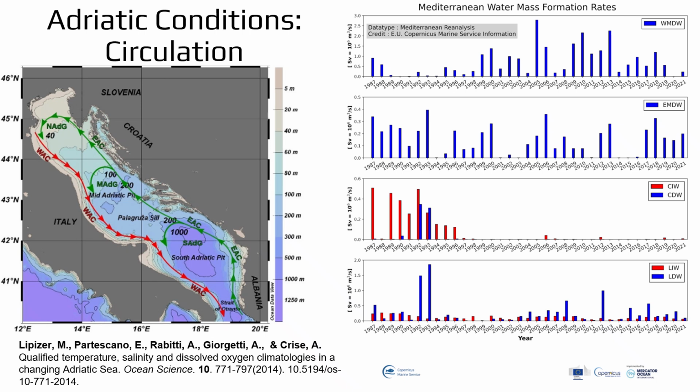When a lot of deep, dense water is formed, it sometimes exits from the Strait of Otranto, forming the Eastern Mediterranean Deep Water, shown here on the right as the second graph. This graph indicates quite a lot of variability in the rates of this deep water formation from year to year. So this really heavy water is formed at different rates, causing different hydrodynamic features in the Adriatic basin.